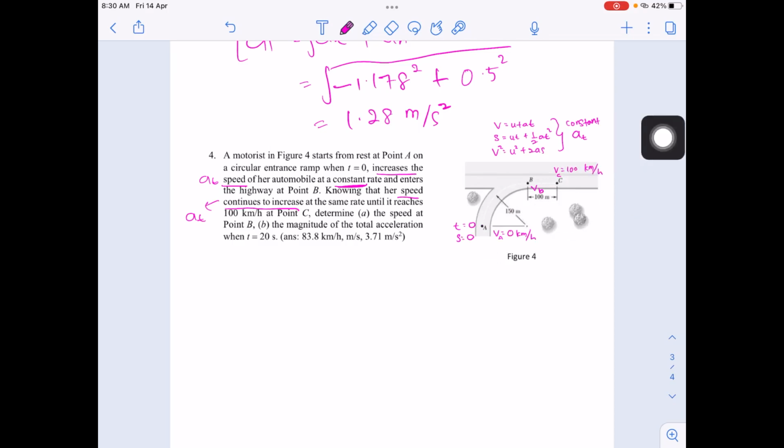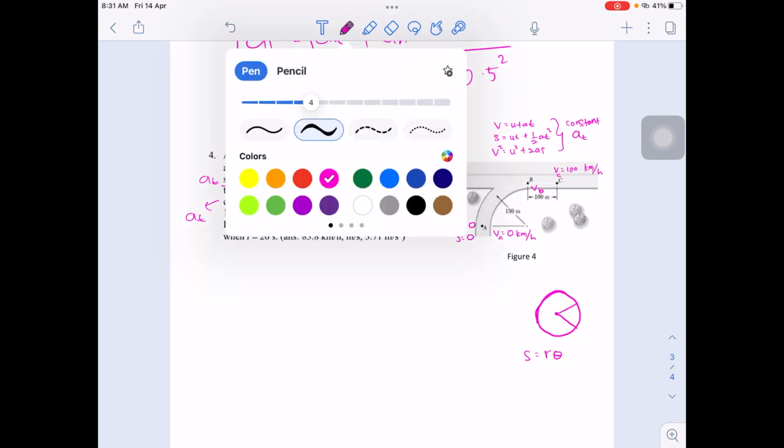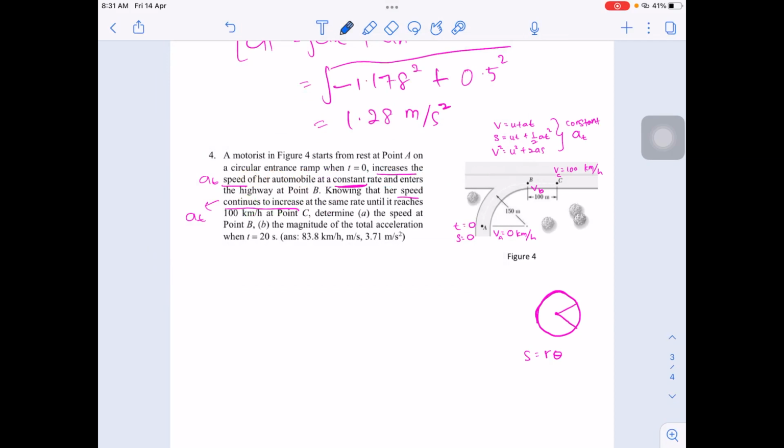So kalau full circle, the circumference tu, the S is equals to R theta. So ini just revision of your math lah. This is S, and then this is theta, and this is R. Okay, so the S is basically equals to R times theta. Okay, theta must be in radian.